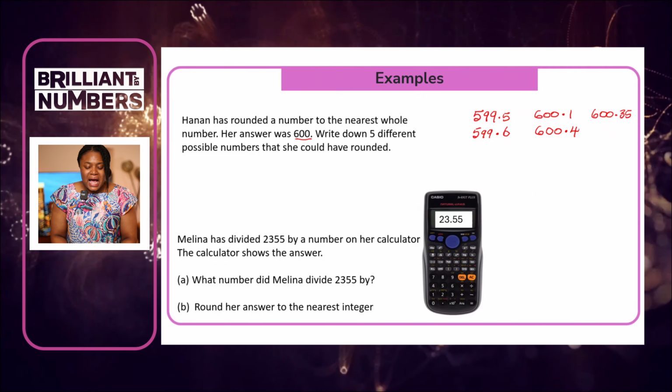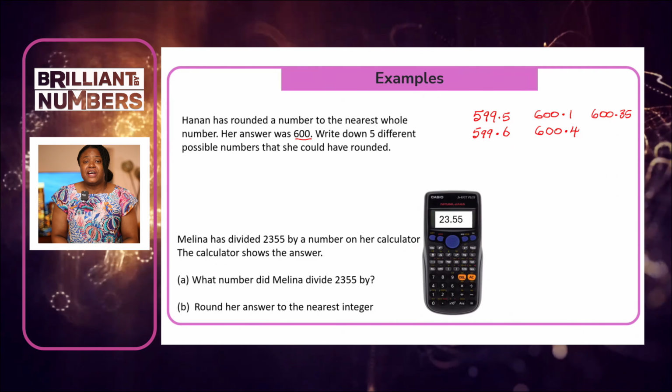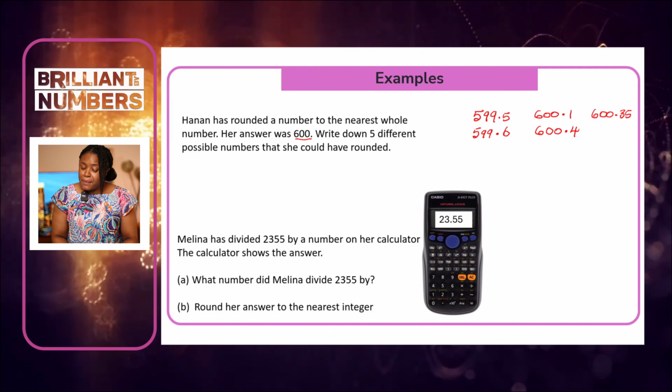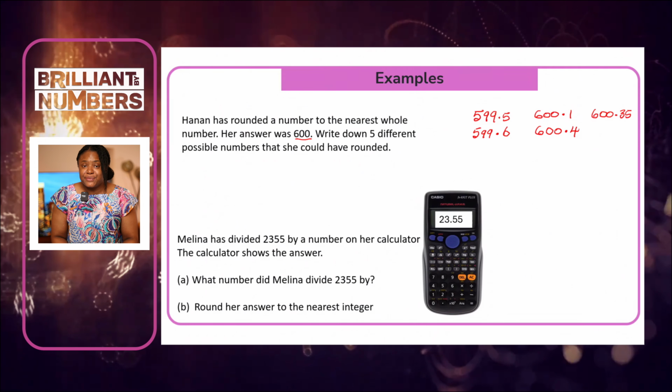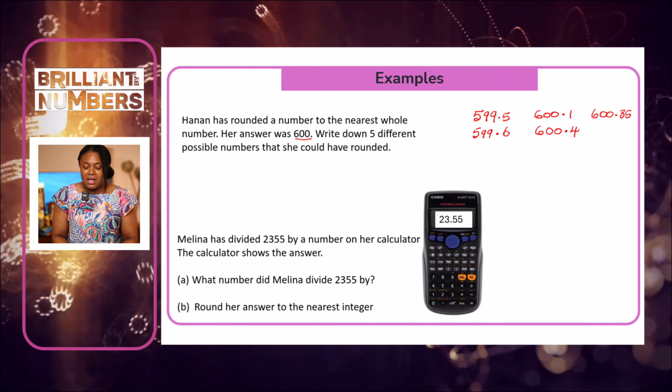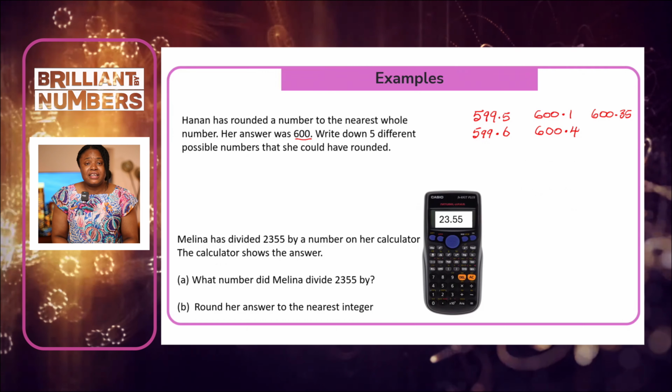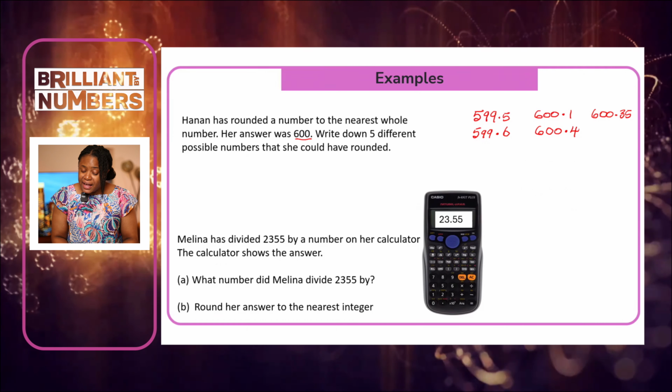The point is, once we attempt rounding up or down, the answer should round either up to 600 or down to 600 as well. So those are 5 answers. The next question says Melina has divided 2,355 by a number on her calculator. The calculator shows the answer. So the answer on the calculator is 23.55.